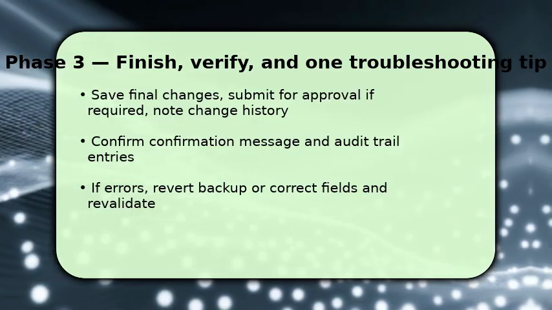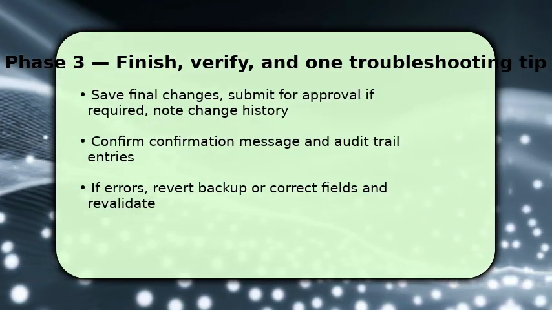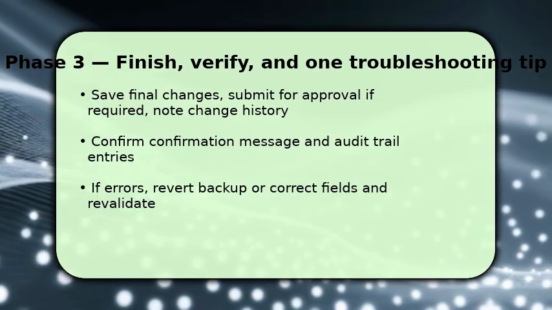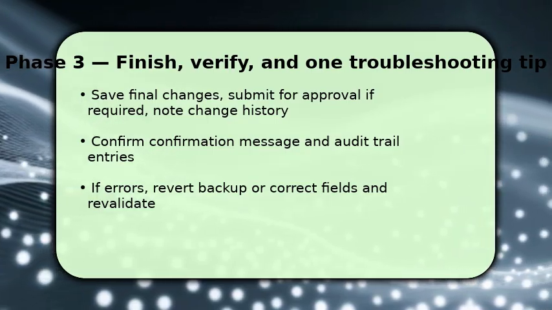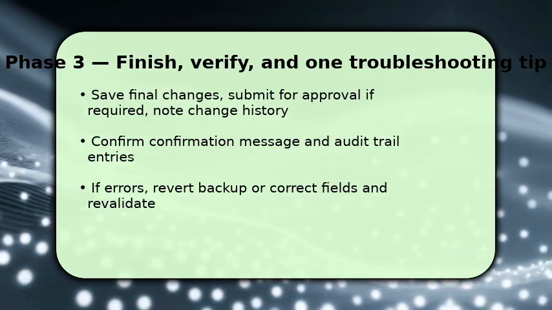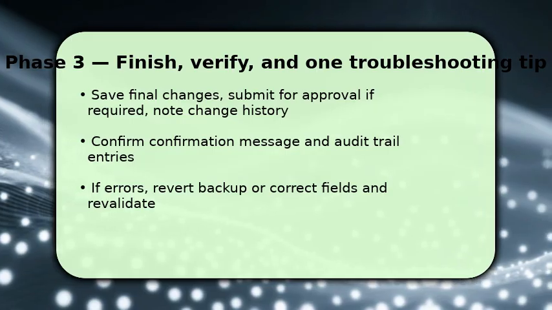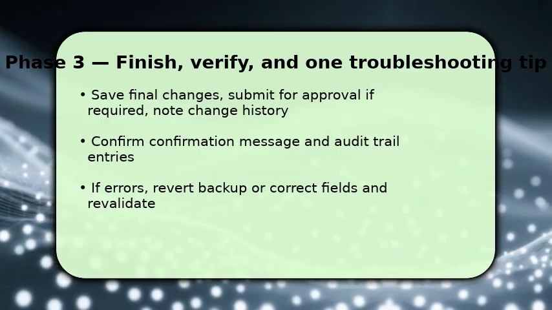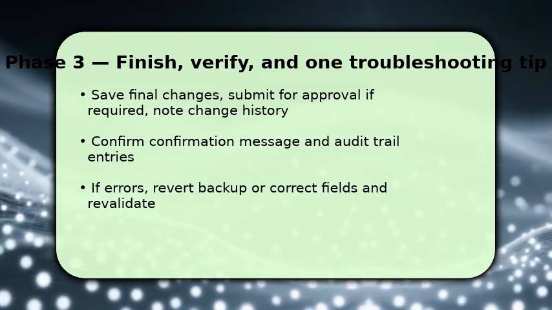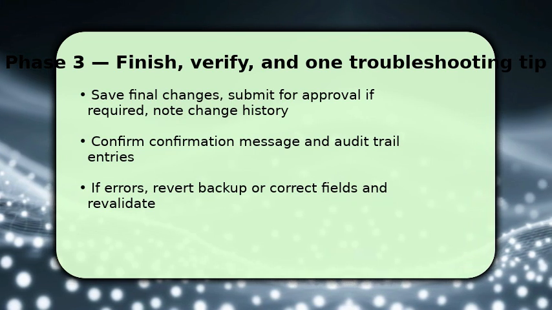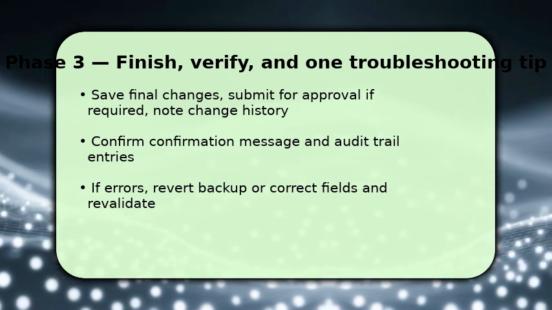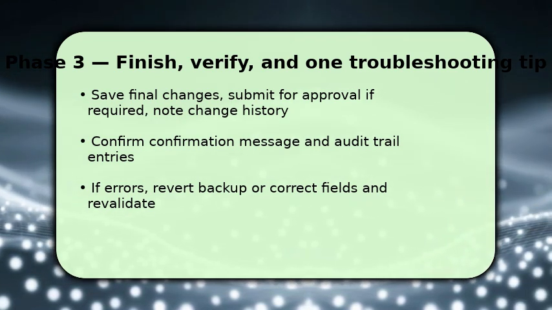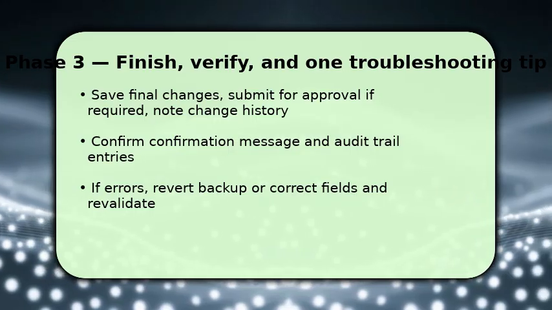After submission, confirm the success message and inspect the audit history to ensure the update is recorded with the right timestamps and user ID. If something goes wrong, such as validation errors or missing codes, revert using your backup or fix the specific field, then revalidate and resubmit. A reliable troubleshooting tip: check exact code lists and date formats first, because most failures stem from format mismatches.